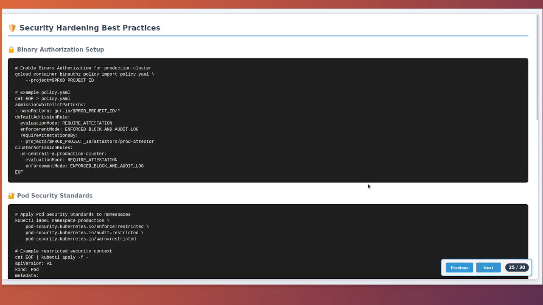Security hardening best practices. Security hardening in shared VPC goes beyond basic configurations. You need to implement defense in-depth strategies that protect both network and application layers.